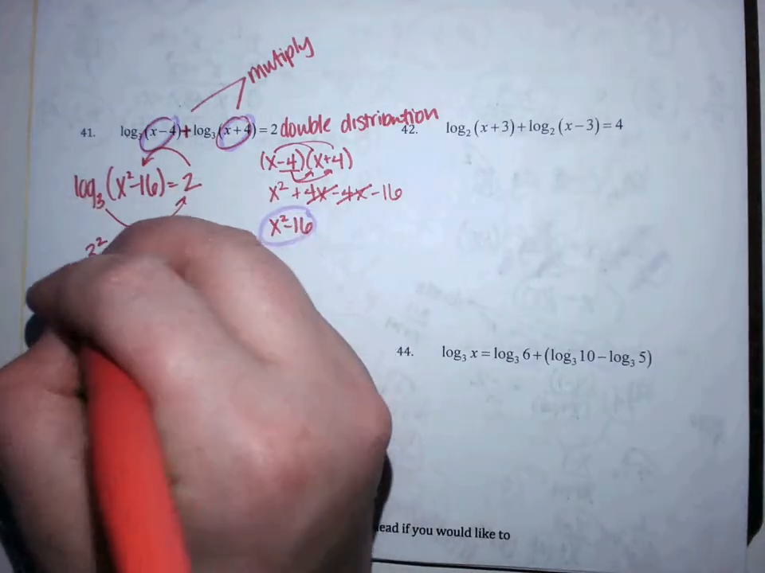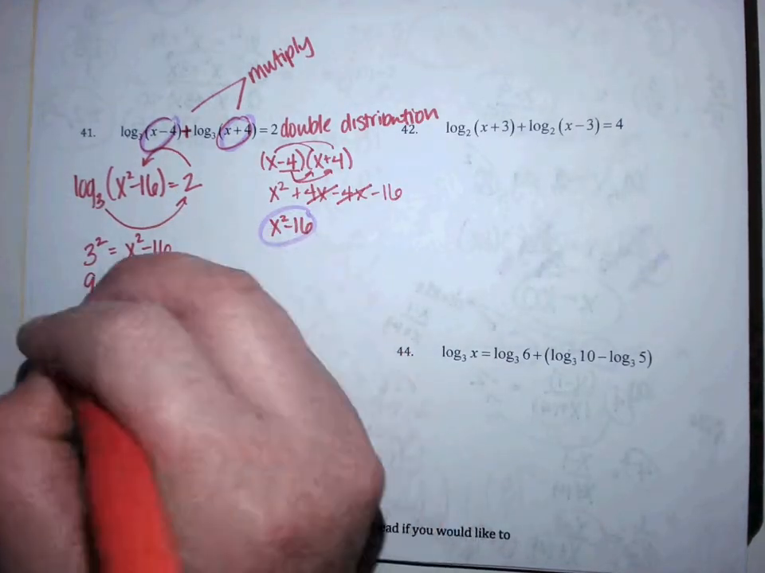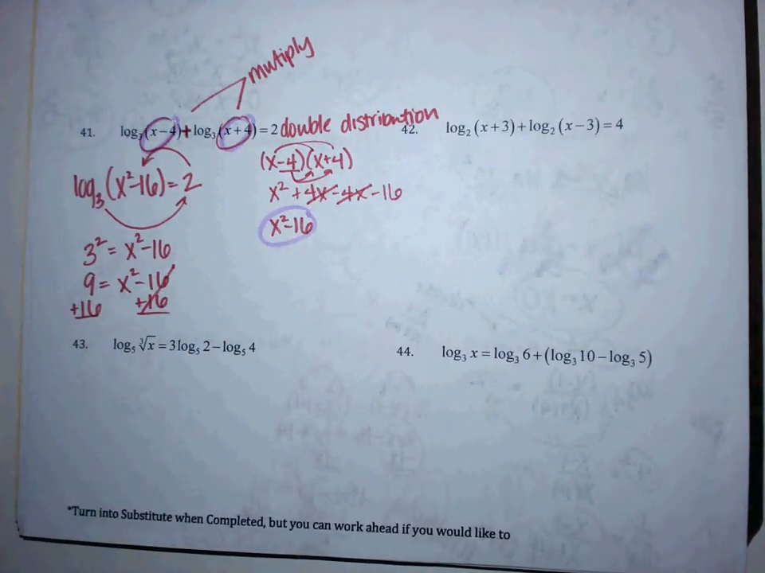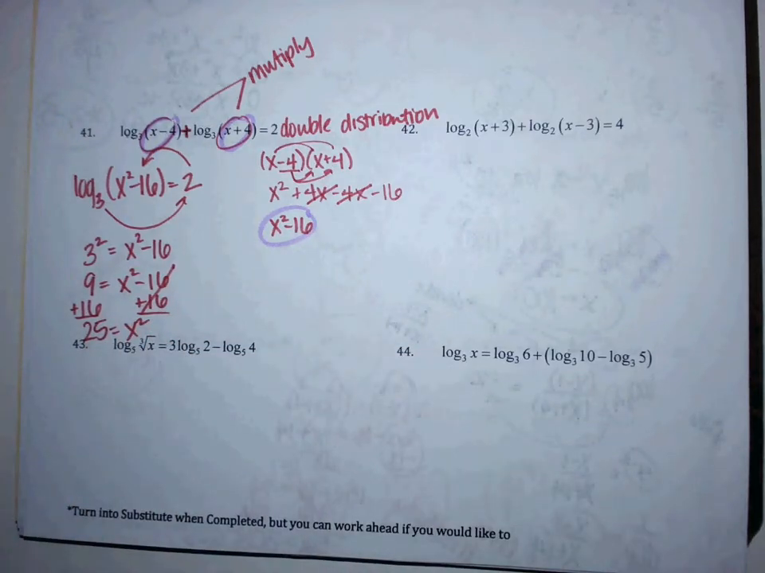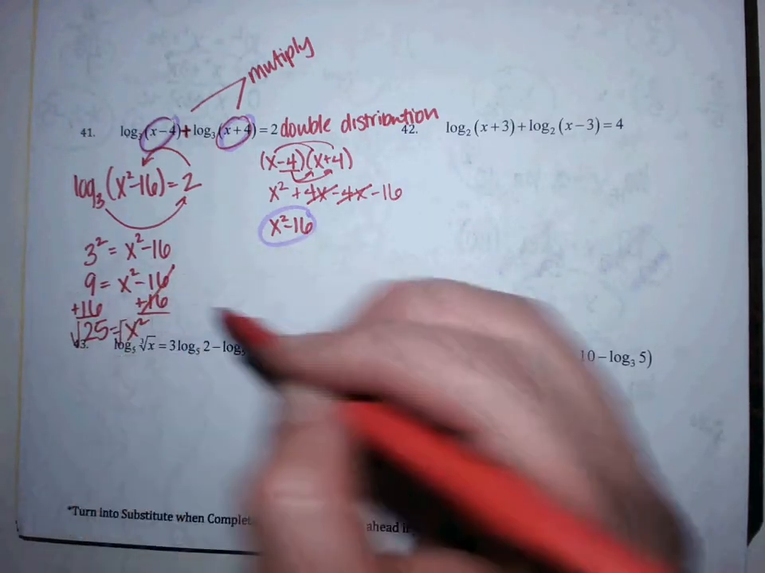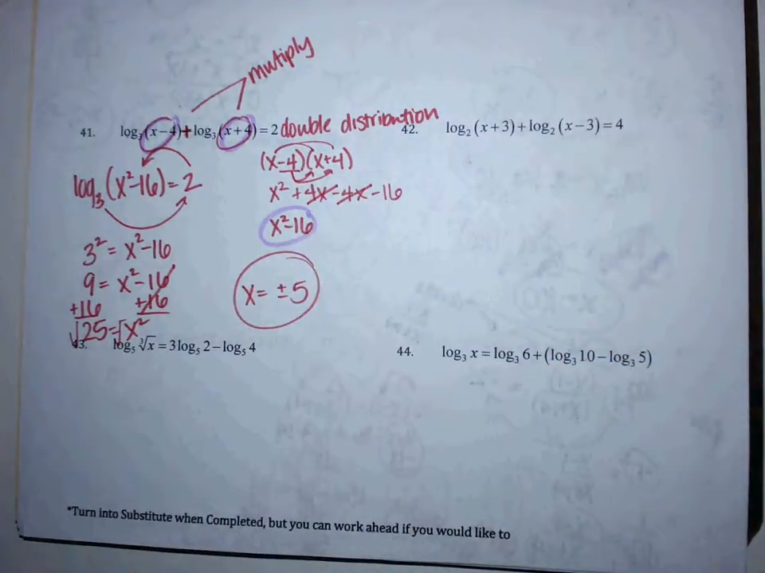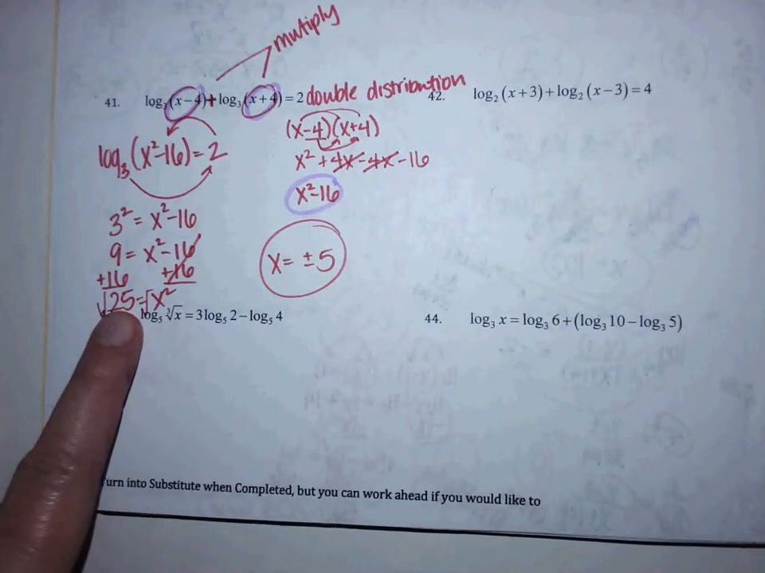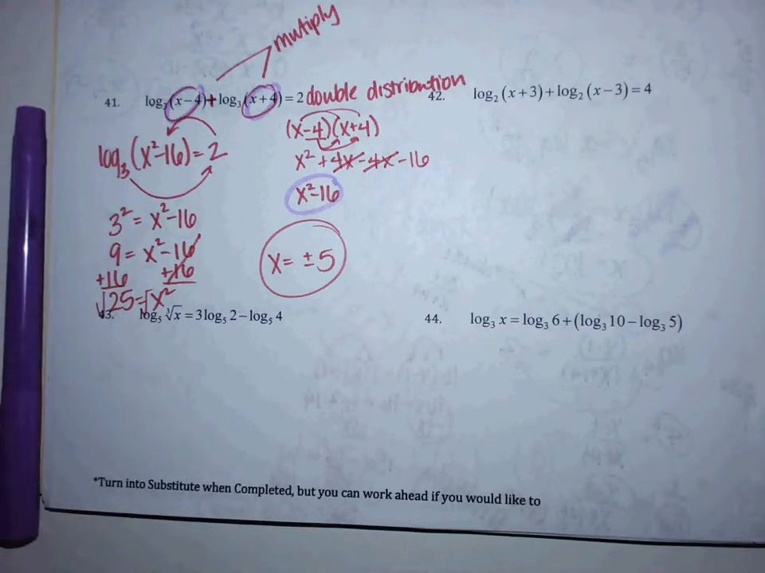And so if that's 9 equals x squared minus 16, I'm going to add that 16 across. 9 plus 16 gives me 25. And if 25 equals x squared, then square root both sides, and x equals plus or minus 5. Because remember, when I take the square root of 25, I get plus or minus that answer. Okay? Alright, number 42 is very similar to that.